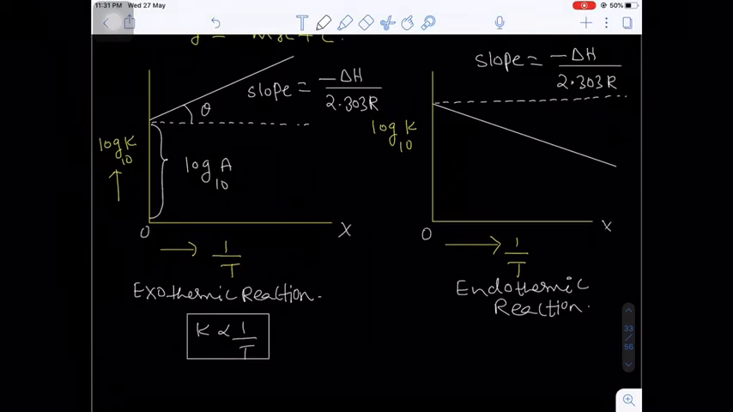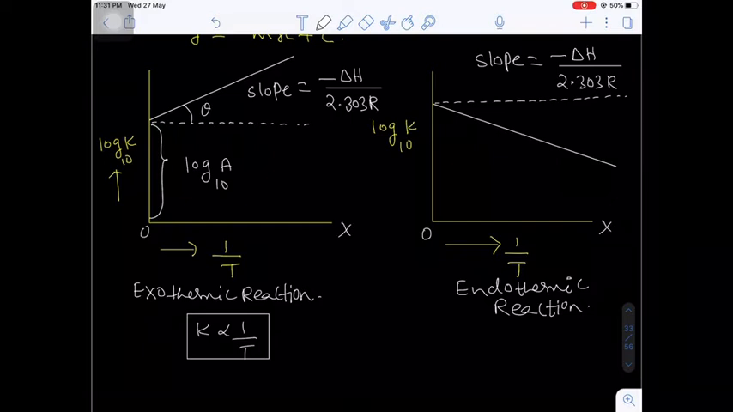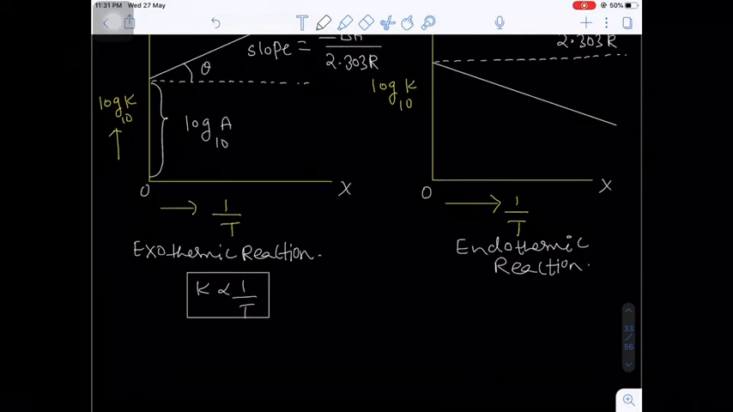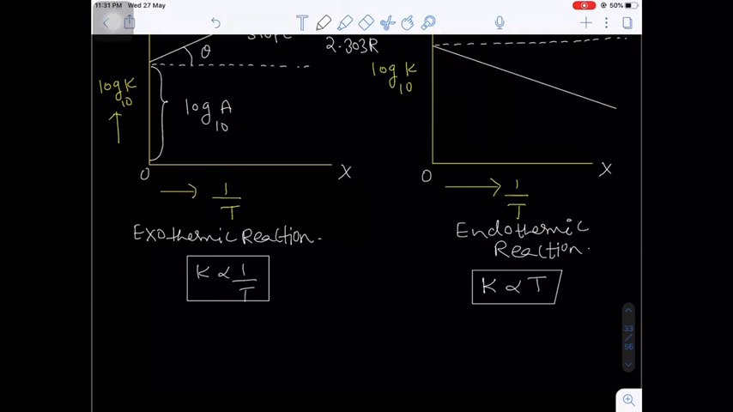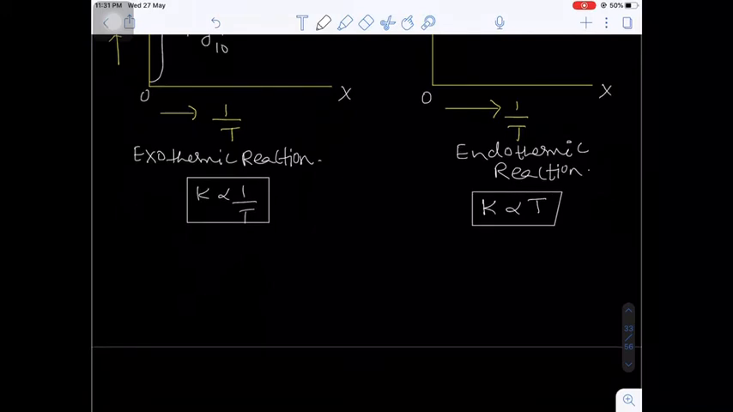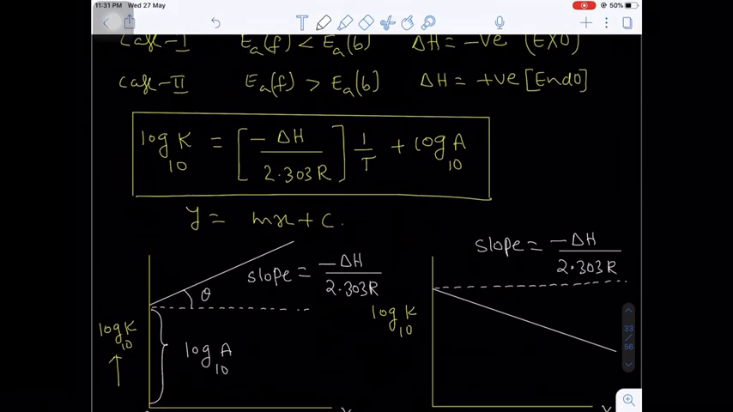exothermic reaction. In the forward direction along the x-axis, 1 by T increases means T decreases. T decreases. Here log k also decreases. Log k decreases means k also decreases. That means temperature and equilibrium constant are directly proportional, which is nothing but the endothermic reaction. Isn't it? It is very easy to distinguish the graph. Don't be confused whether the first graph is endothermic or exothermic, or the second graph is exothermic or endothermic.